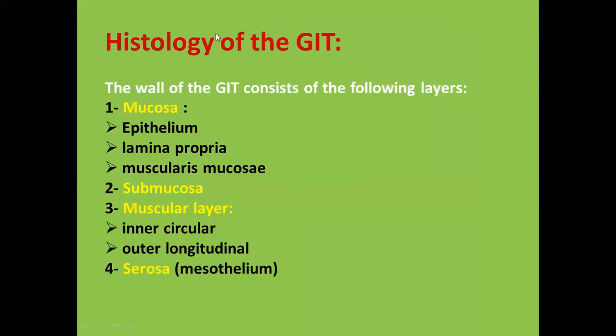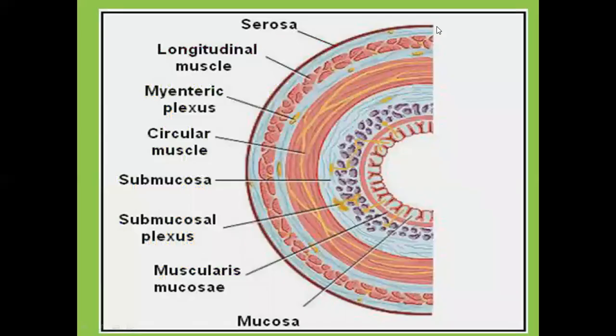Regarding the histology of the GI, the wall of the GI consists of the following layers: mucosa, submucosa, and the muscularis layer, which has an inner circular and an outer longitudinal layer, and then the serosa. So all of these are the four layers of the GI. The mucosa has the epithelium, lamina propria, and muscularis mucosa. Then we have the submucosa, the muscular layer, and the serosa. This is the layers of the GI.